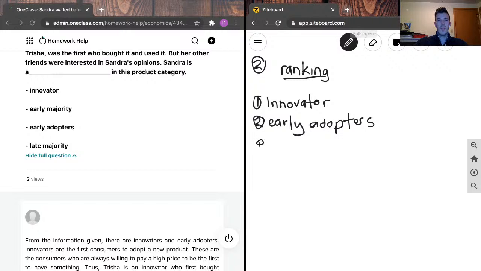After that, we'll have the early majority. So this is when a product has become mainstream. Maybe like in current time, you can think of what the iPhone 8 or iPhone 10 is now, where it's a couple models back. Most people have at least that model or something newer at this point.